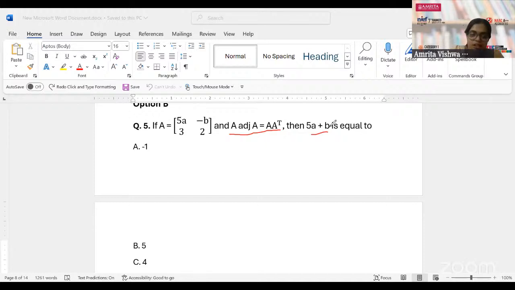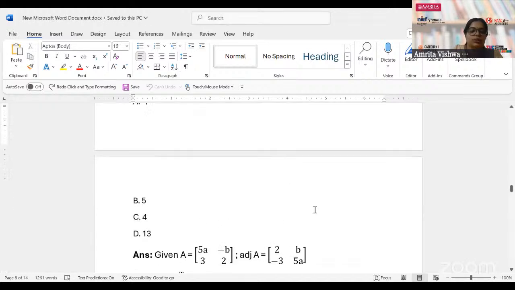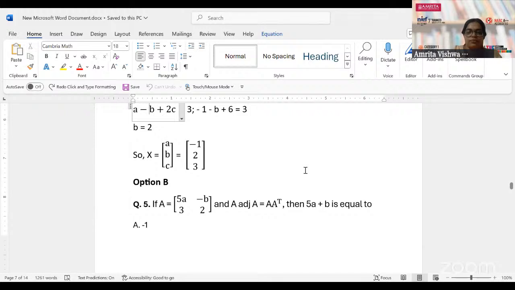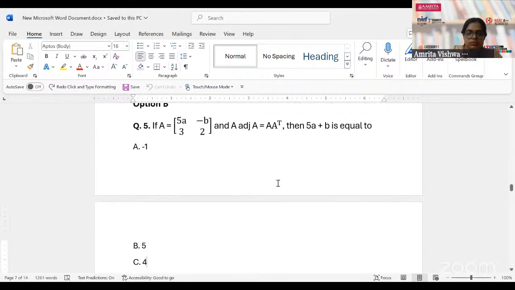And the options are A is equal to minus 1, B is equal to 5, C is equal to 4, and the final option is D is equal to 13. So very simple question, very basic logic. Given it's a 2 by 2 matrix, 5A minus B, 3 and 2, A into adjoint A is equal to A into A transpose, then 5A plus B equal to.